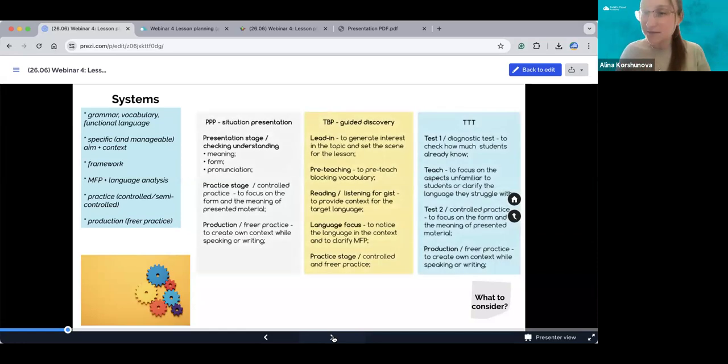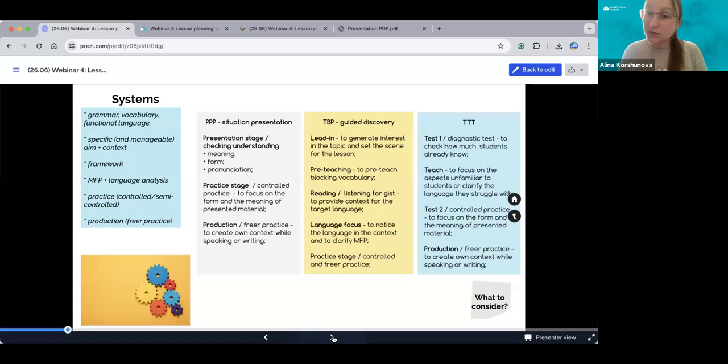So we will not discuss that because we already discussed that. But remember that the most common frameworks for teaching grammar, vocabulary, or functional language are PPP, presentation, practice, production, text-based presentation with guided discovery, and TTT. Again, usually modern course books give you something like text-based presentation with some guided discovery. So that is a good approach.